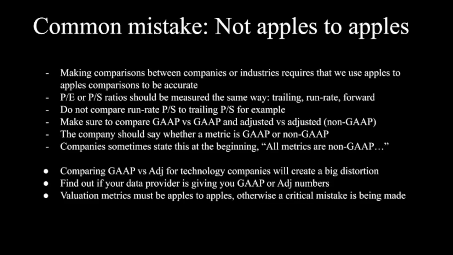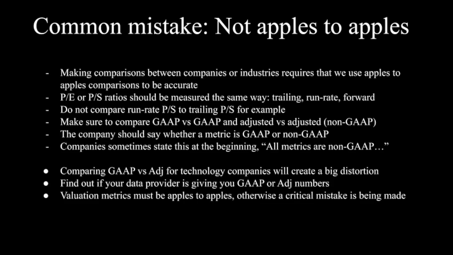And we need to make sure to compare GAAP versus GAAP numbers and adjusted versus adjusted numbers. And adjusted just means non-GAAP numbers. The company should say whether a metric is GAAP or non-GAAP, but sometimes a company will state at the beginning of their earnings release that all the metrics they're going to talk about are non-GAAP. So you do want to pay attention to that part.